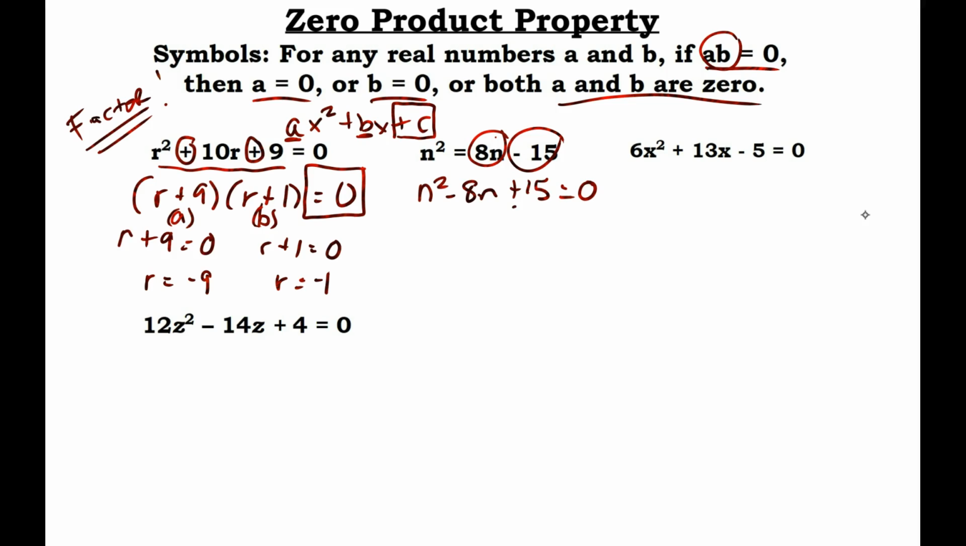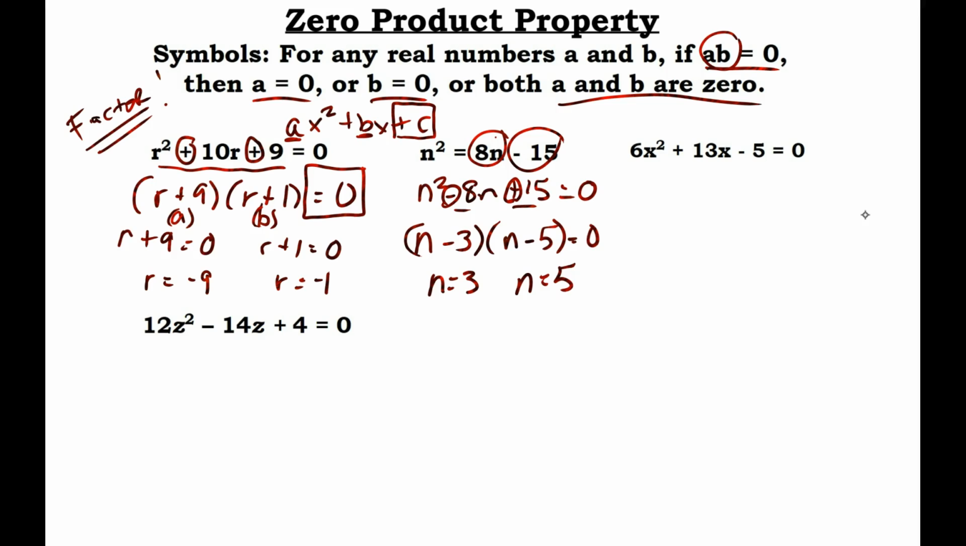So now, factors of 15 that add to give you negative 8. Well, there's only 3 and 5, and this sign says keep them the same, keep the negative sign. So we have n minus 3 times n minus 5 is equal to 0. And mental math, y'all, n is equal to 3 and n is equal to 5. If n is 3 or 5, you will get 0 in this case.